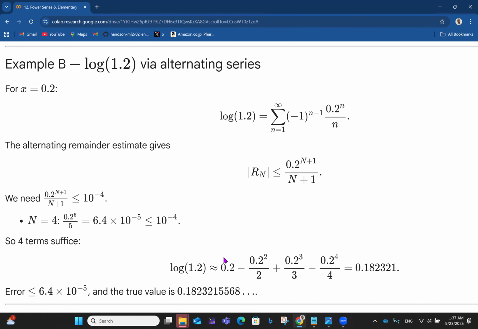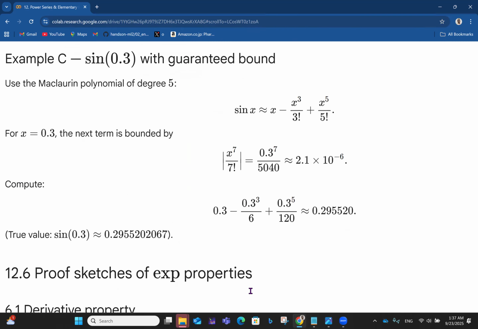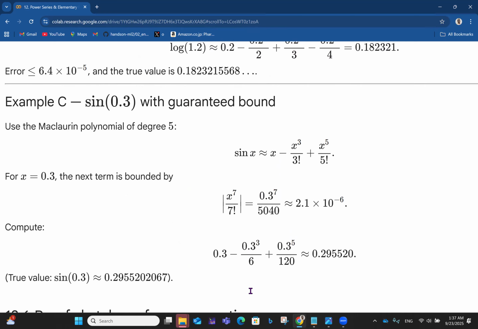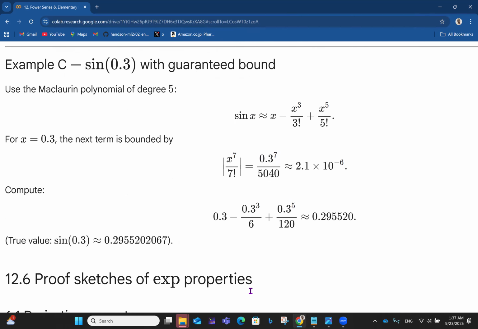That means that log 1.2 is approximately 0.2 minus 0.2 squared over 2 plus 0.2 cubed over 3 minus 0.2^4 over 4. So you know it's an alternating series. And that's approximately 0.1822321, right? Because this is what the series actually gives on its own. So the error now is less than or equal to 6.4 times 10^(-5). And the true value is 0.1823215568, like that. So how about sine 0.3 with guaranteed bound, right?